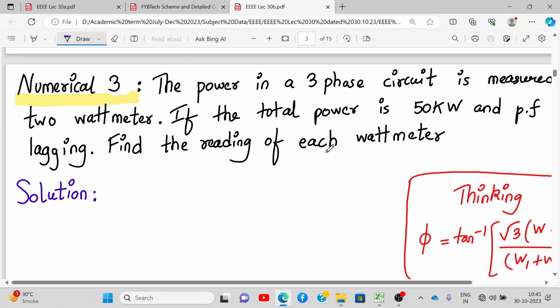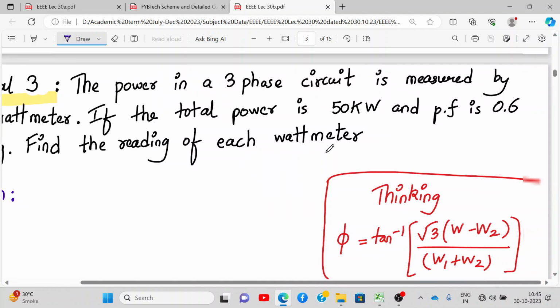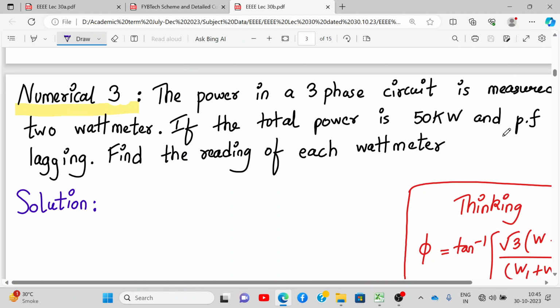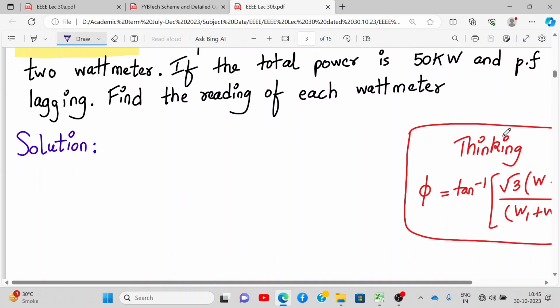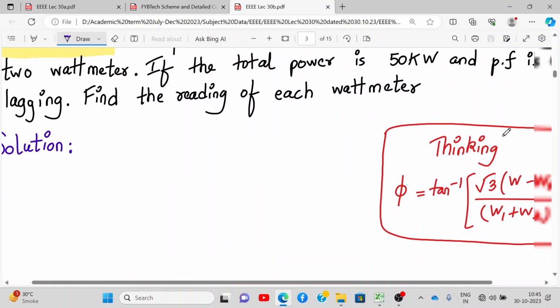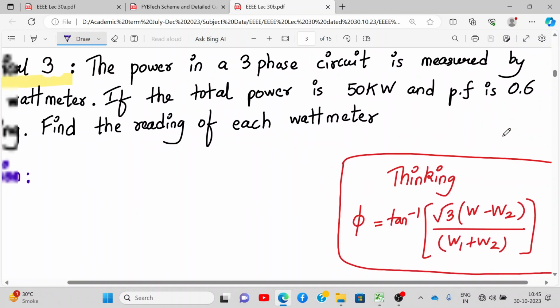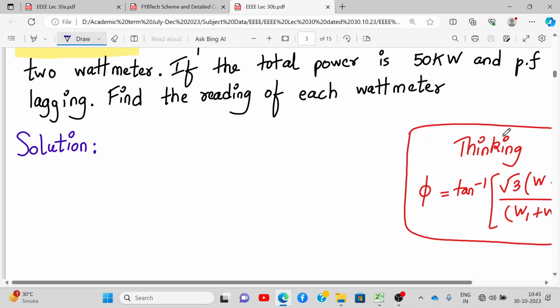Okay. So the power in a 3-phase circuit is measured by 2 wattmeters. If the total power is 50 kilowatt and the power factor is 0.6 lagging, find the reading of each wattmeter. So what are they giving? They are giving total power, P. They are giving power factor. We need to find the reading of 2 wattmeters. Matlab, we need to find W1 and W2. Are you getting what I'm saying?